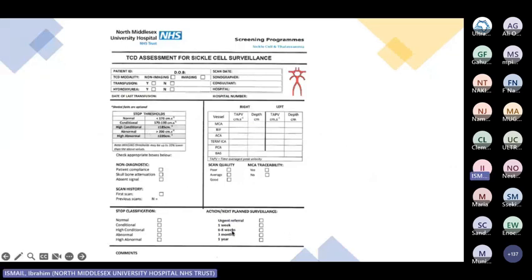As you can see here, I would do a rescan in 6 to 8 weeks. So usually when you have conditional, it's 3 months. When it's high conditional, anything above 185, I would do 6 to 8 weeks. Once it's considered abnormal, I would do 1 week.